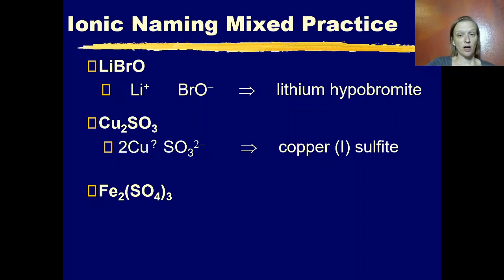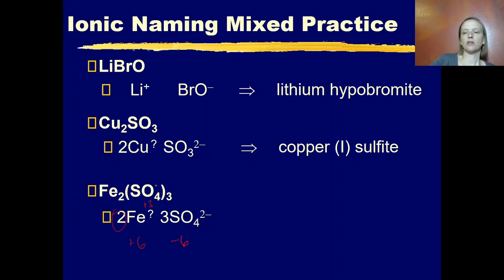Similarly, for the iron compound, iron has a variable oxidation state, variable charges. So I need to work backwards to figure out what the charge is. I have 3 sulfate ions with a charge of -2 each, so my total negative charge here is -6. And I have 2 iron atoms where their charge needs to total up +6. So each iron atom must have a charge of +3. So this is iron 3 sulfate.